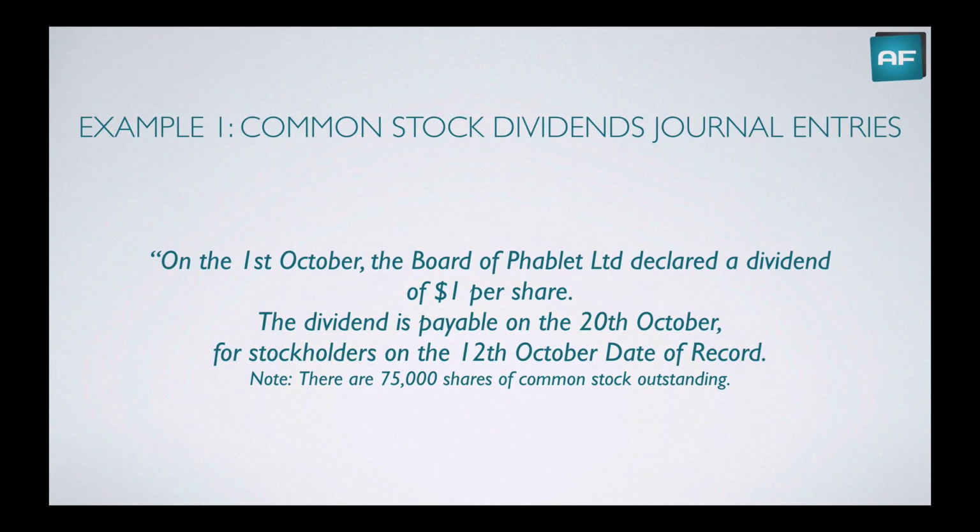Alright, so here's our first example. Now on the 1st of October, the board of Fablet Limited declared a dividend of $1 per share. The dividend is payable on the 20th of October for stockholders on the 12th of October date of record. And there's a note there saying there are 75,000 shares of common stock outstanding. And with the magic of television, let's get to our example.